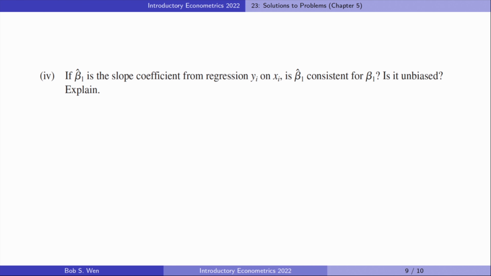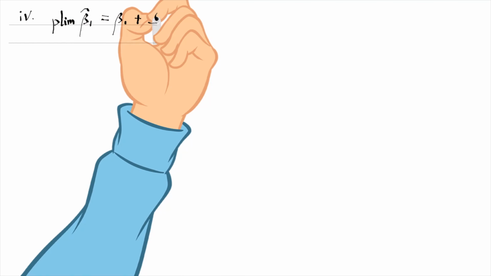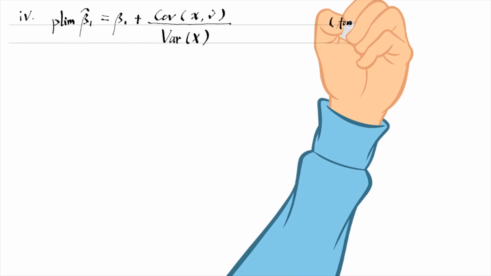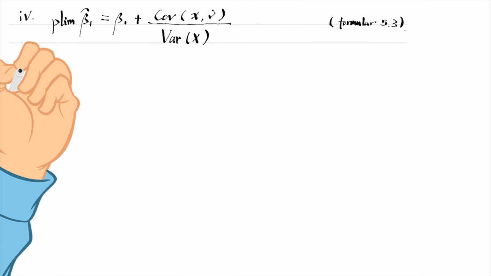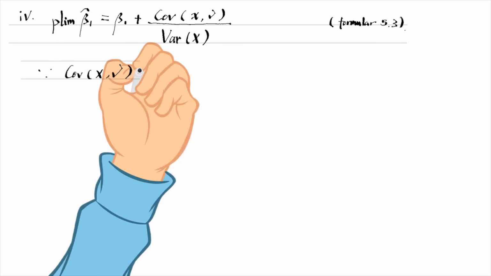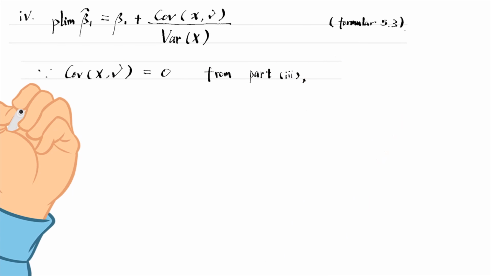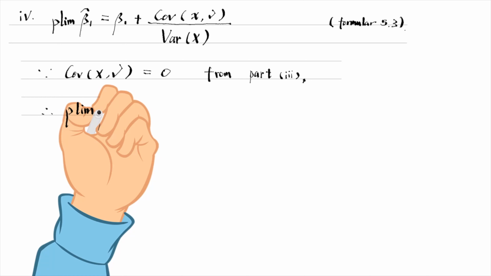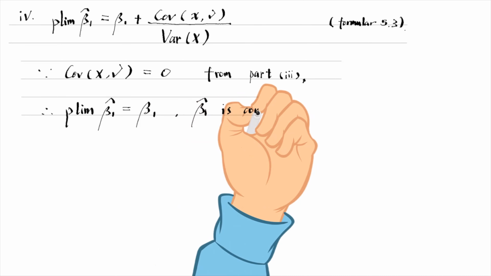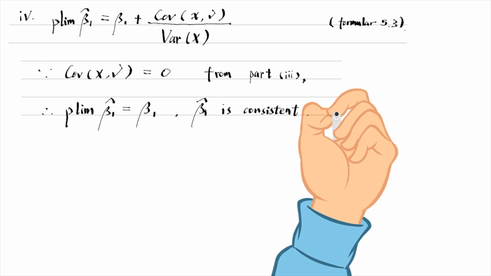In the fourth part, we use the probability limit formula. From the last part, we have the covariance between x and nu equals 0. Therefore, the probability limit of beta 1 hat equals the true parameter beta 1. In other words, the OLS estimator beta 1 hat is consistent.